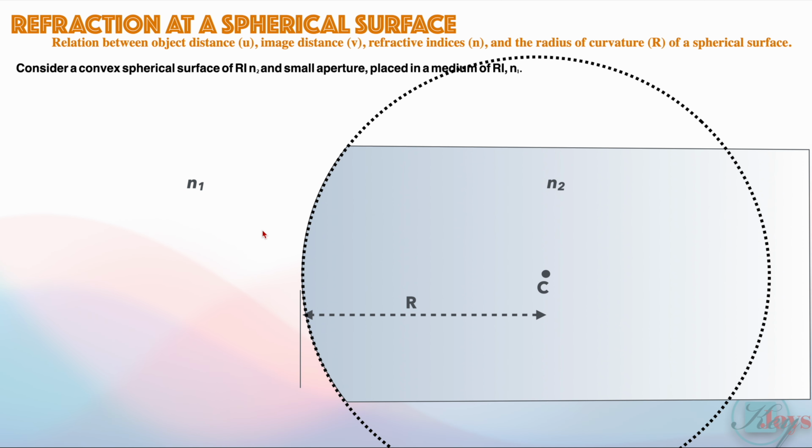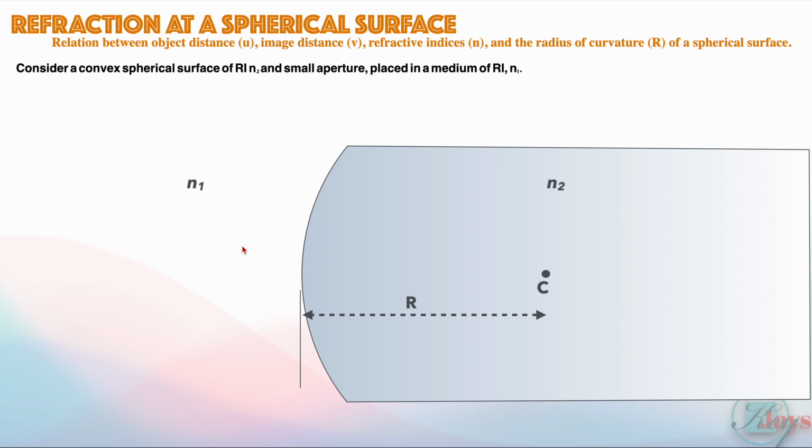Now to understand the refraction through this surface, remember we are taking this medium to be of refractive index n2, which is denser, more than n1, the refractive index of the surrounding medium. For example, this denser medium is glass, say, whereas the outer medium is maybe air or vacuum. So n1 is less than n2.